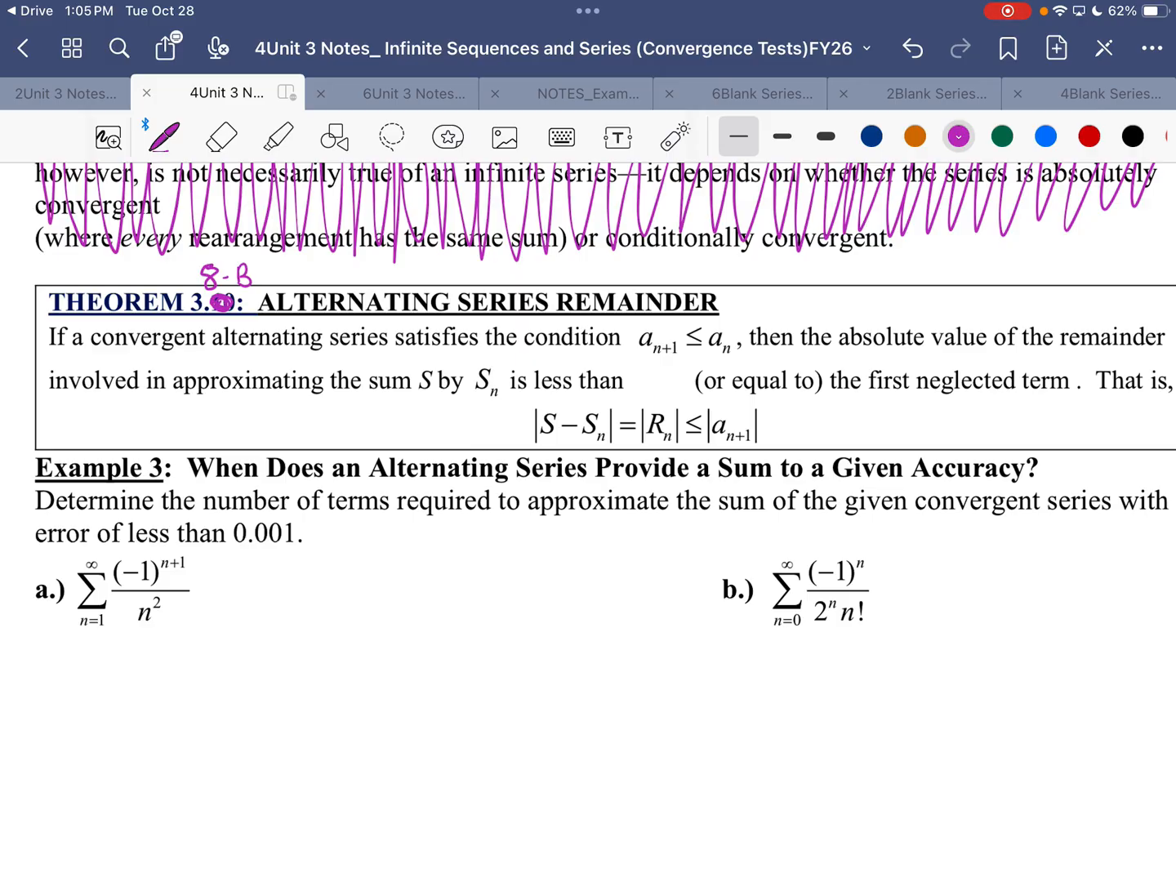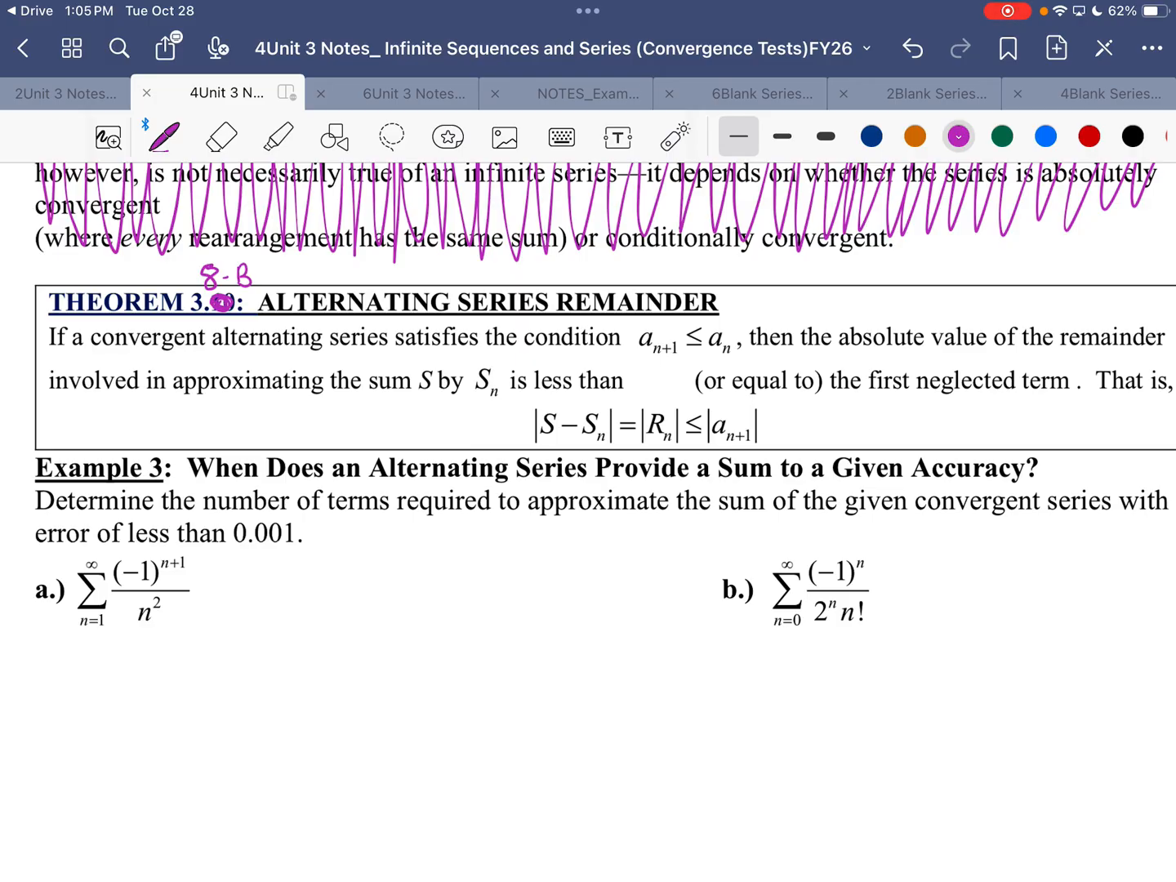Okay, so doing the remainder. Before, I said geometric series are the only ones that we can find the sum of. And I still stand by that statement. But we're going to start to try to find more partial sums.